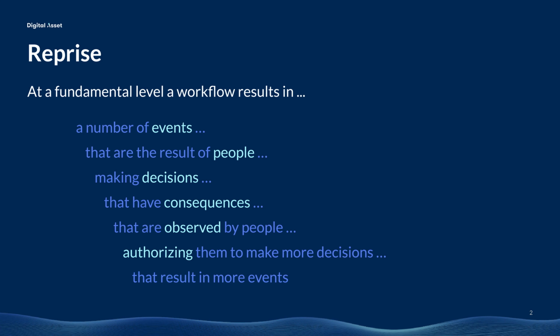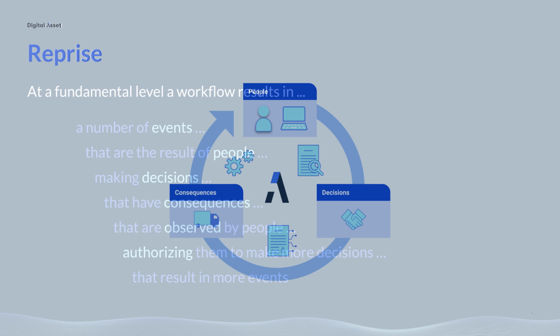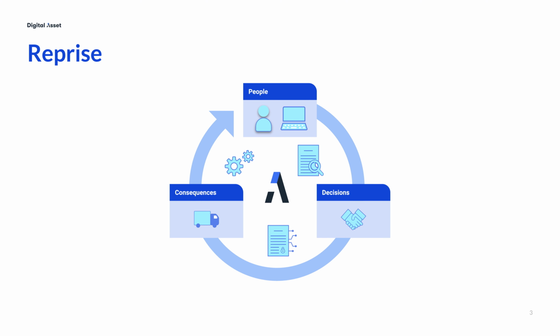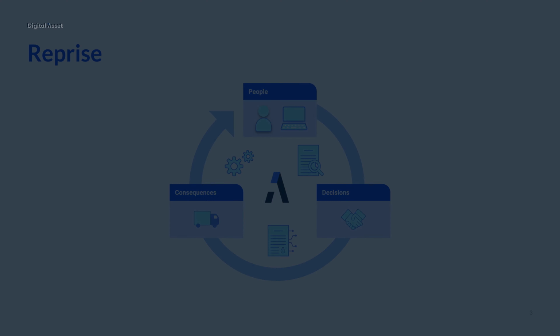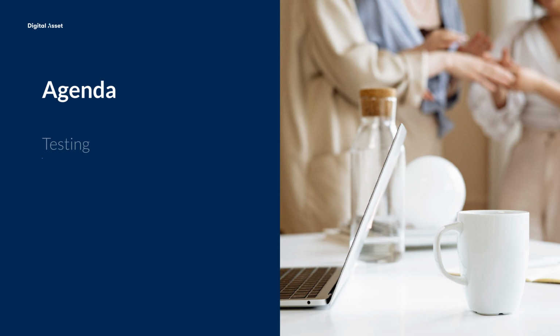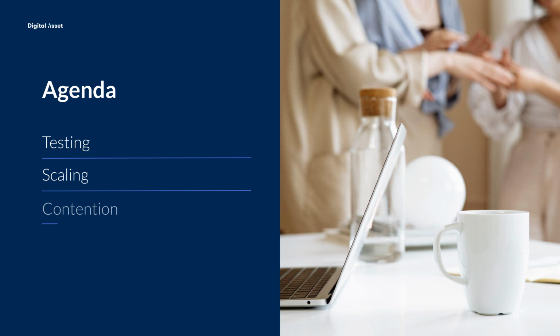We have decomposed the problem of analyzing workflows into understanding the events, people, decisions, and consequences involved, and how they are observed and authorized. And we've looked at how this creates a core loop for people to make business decisions. Now we'll turn our attention towards the need for testing, how to think about scaling, and managing the situations where contention between workflows can occur.